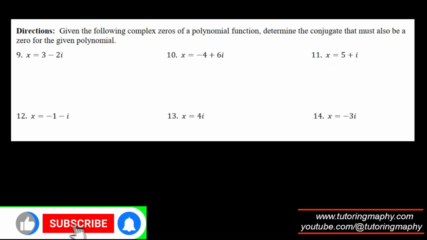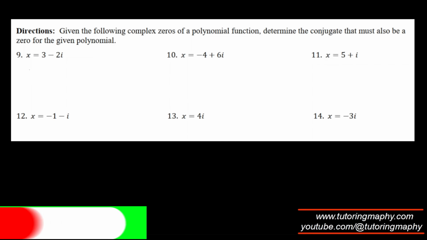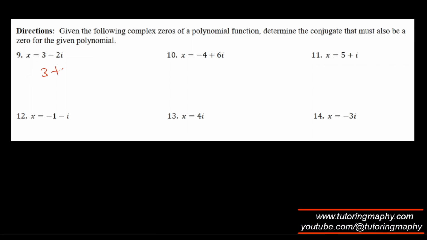And what is a conjugate? It's just the opposite sign of i. Write the same thing with the opposite sign of i. That's it. So what is the conjugate of this guy? 3 plus 2i. For this guy, negative 6 minus 6i. For this guy, 5 minus i, negative 1 plus i, minus 4i or negative 4i, and positive 3i. That's about it.